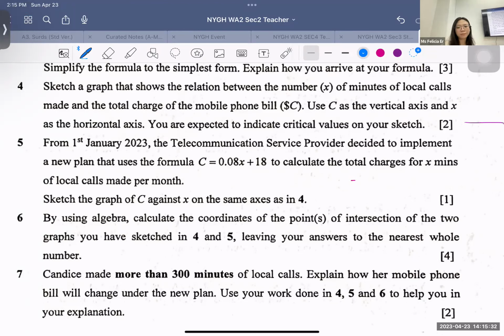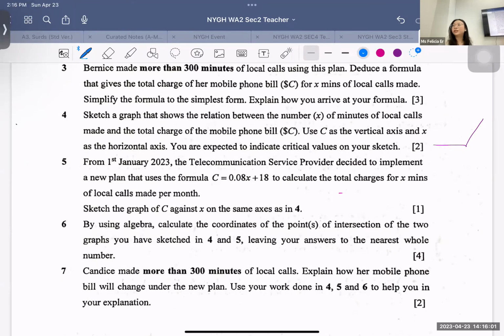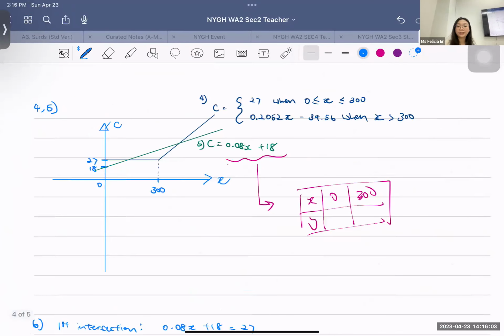So algebra means your simultaneous equation, and calculate the coordinates of the point of intersection of the two graphs means you need to simultaneously sub in the first graph into the second graph. Can you see that? But remember, your part 4 graph, is it a very simple straight line, or are there two scenarios you need to take into account? Two scenarios, right? So actually this question has a trick to it. You cannot just equate this equation to this equation. No, look at your graph, look at the drawing.